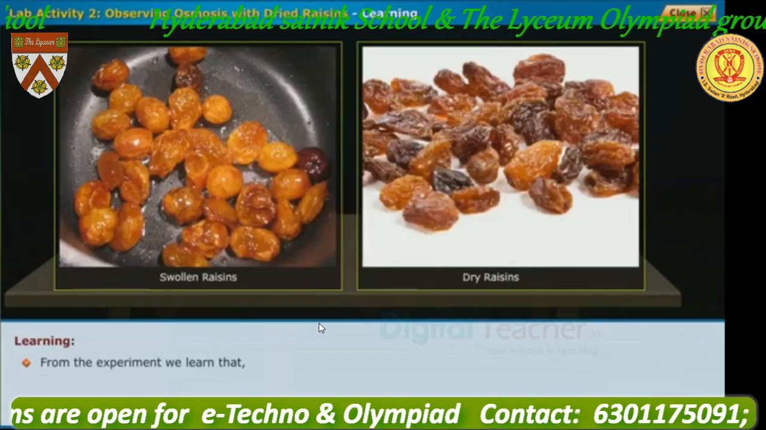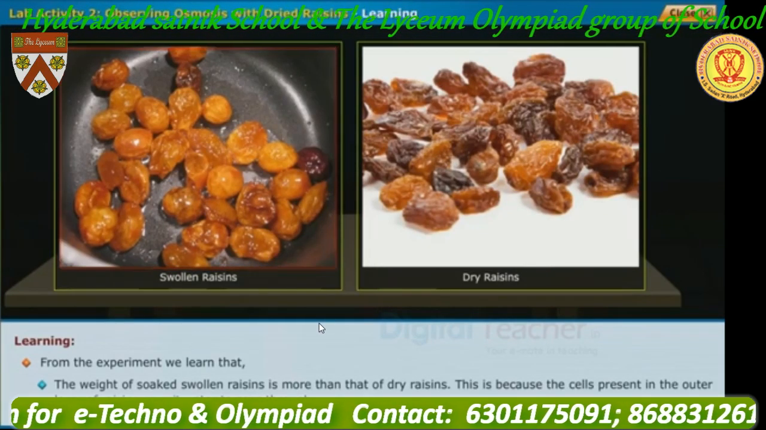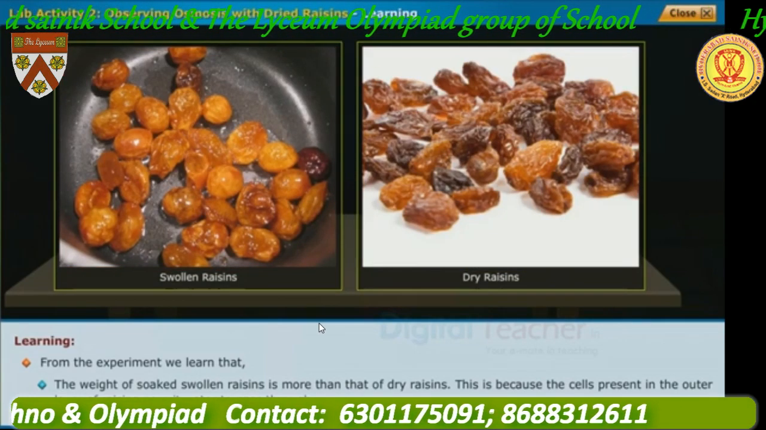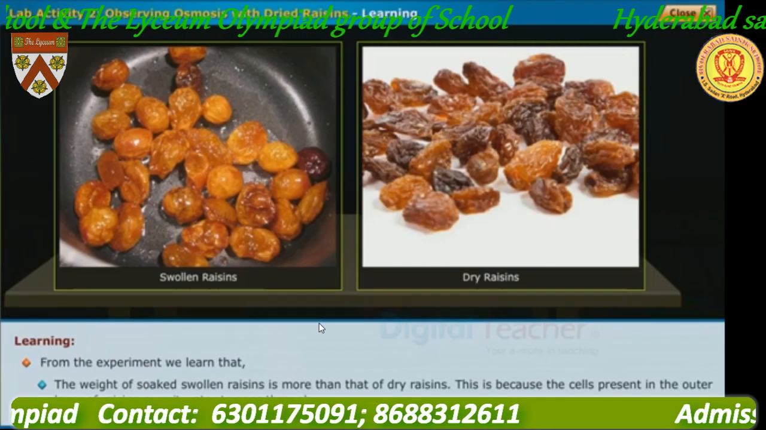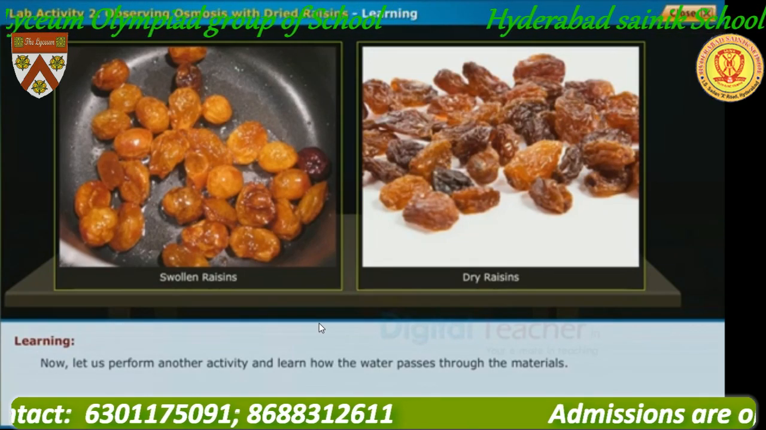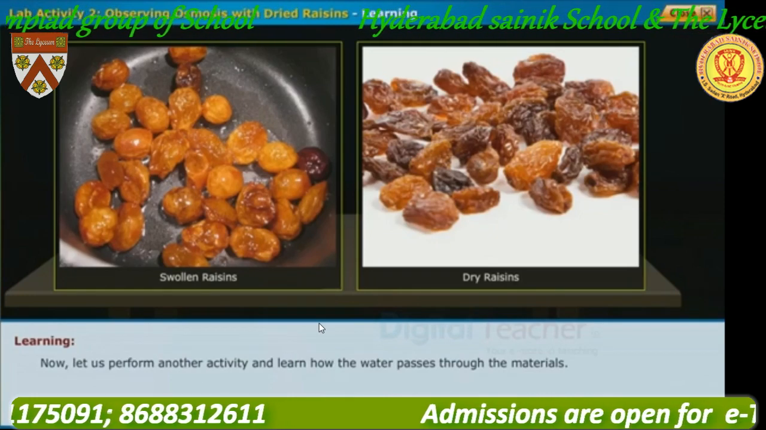From the experiment, we learned that the weight of soaked swollen raisins is more than that of dry raisins. This is because the cells present in the outer layer of raisins permit water to pass through. Now, let us perform another activity and learn how the water passes through the materials.